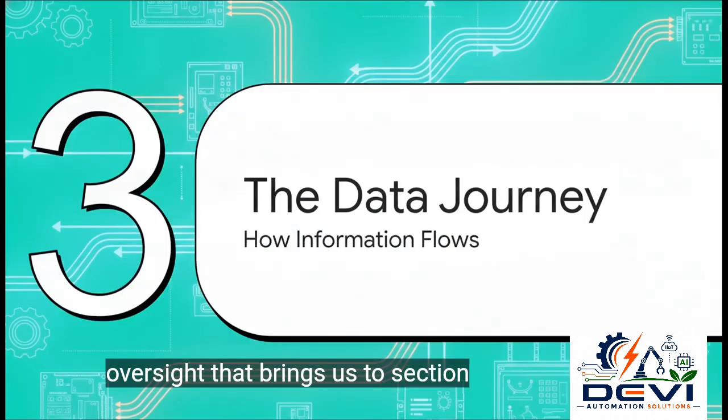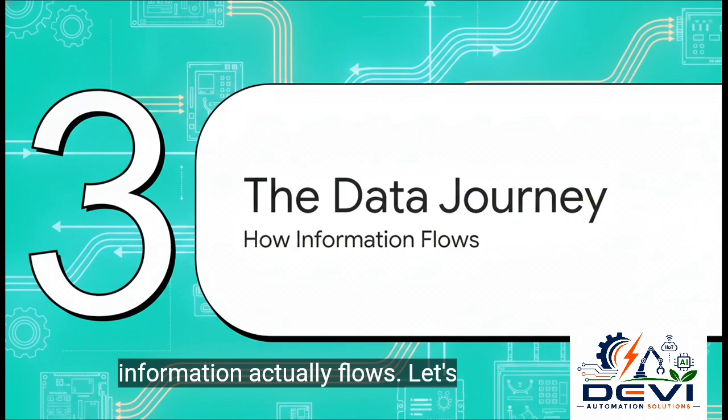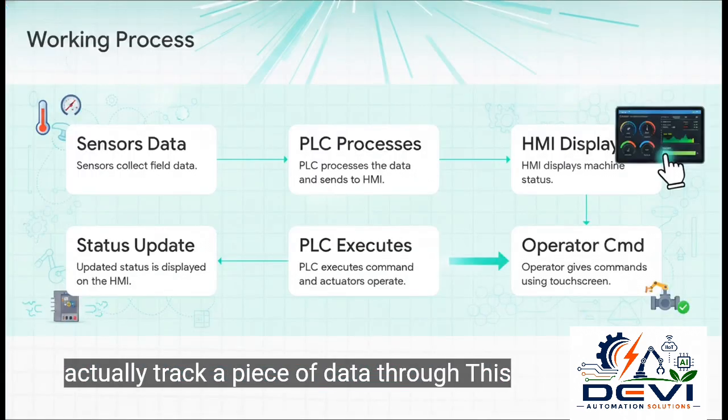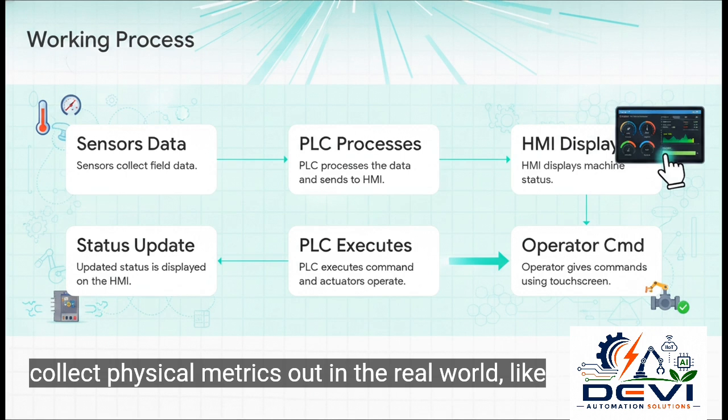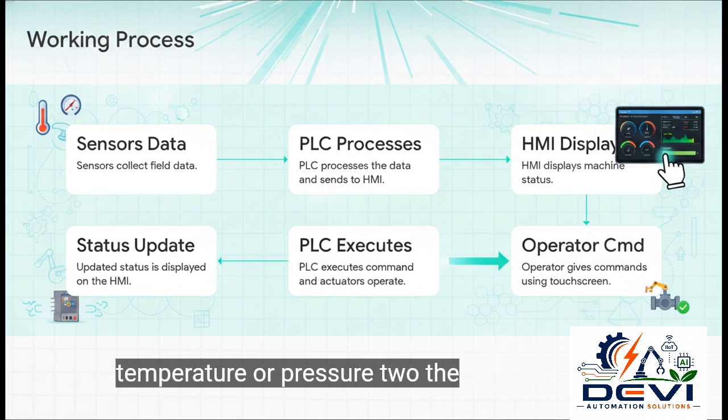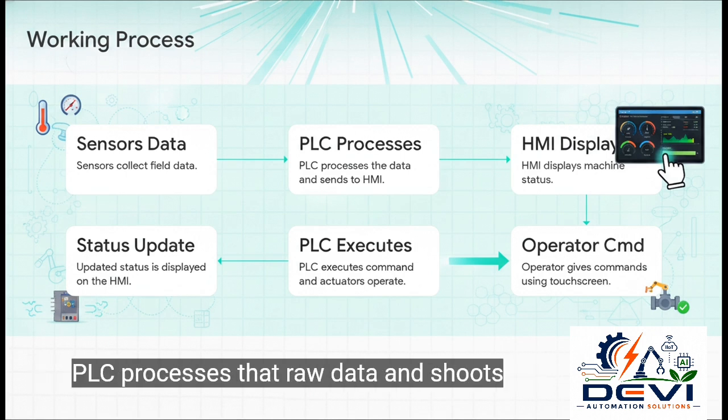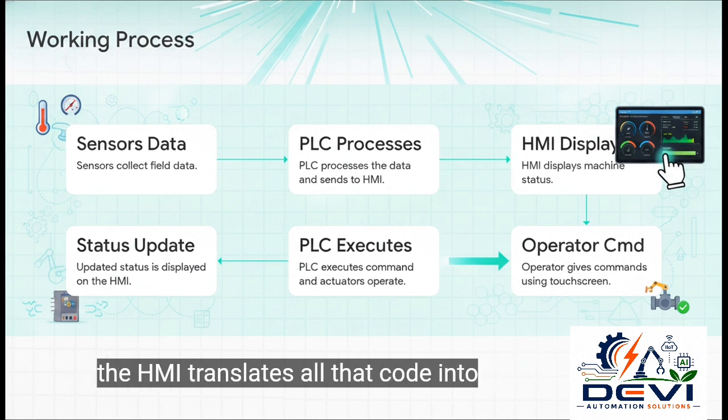That brings us to Section 3, the data journey. Let's see how information actually flows. Let's actually track a piece of data through this architecture. Step 1, field sensors collect physical metrics out in the real world, like temperature or pressure. 2, the PLC processes that raw data and shoots the relevant info over to the HMI. 3, the HMI translates all that code into a highly visual, easy-to-read machine status.